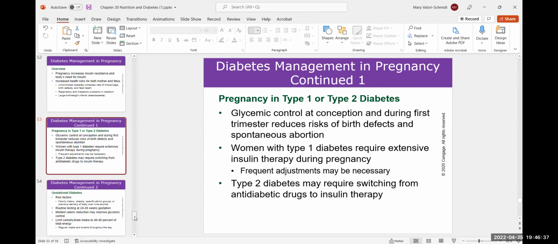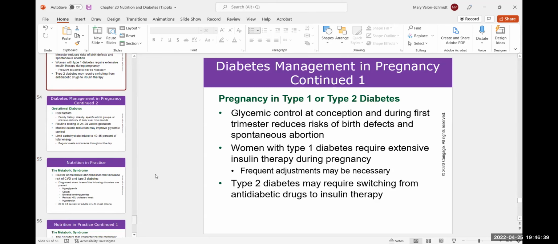Women that are already diabetic should, if they know that they're planning to become pregnant, really need to have tight control of their blood sugars before they get pregnant, if it's at all possible. And type 1 diabetics usually need a lot of insulin when they're pregnant, and their dosages are usually changed a lot.